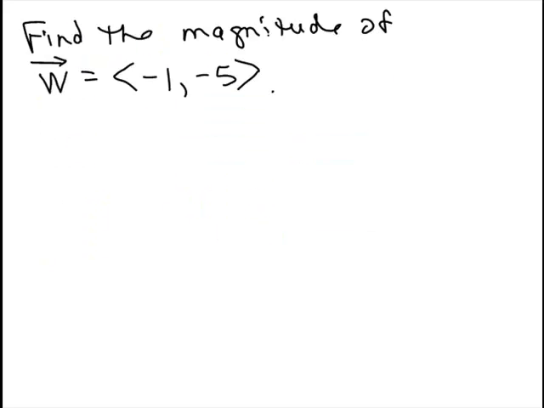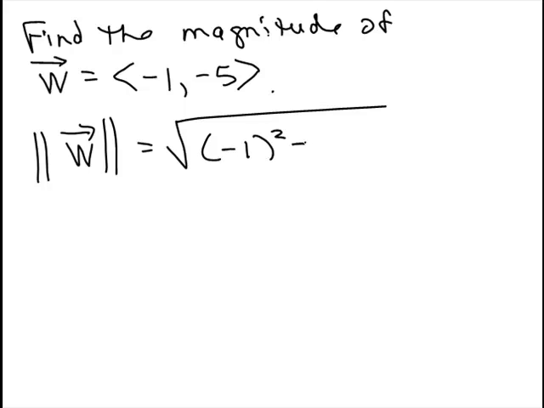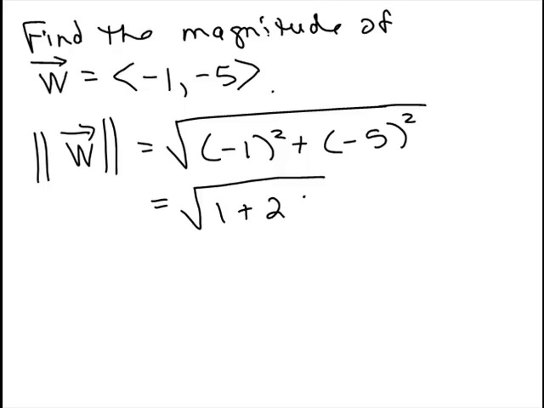Let's do one problem. All right, so if you're asked to find the magnitude of this vector, well, you could draw a picture of it. That is perfectly fine, or you could use the formula. The magnitude, that means the length of the vector, is just the square root of negative 1 squared plus negative 5 squared, if you want to use the formula we just came up with. That's 1 plus 25 underneath the square root, which is the square root of 26. And that is our answer.